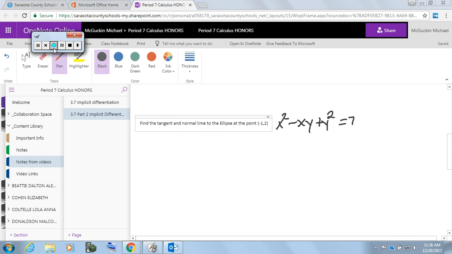So let's start things off. Because we see two y's in there, that's usually our go-to to use implicit differentiation. That's the goal of this lesson, to use implicit differentiation. So we're going to implicitly differentiate on both sides. So let's take a look here.